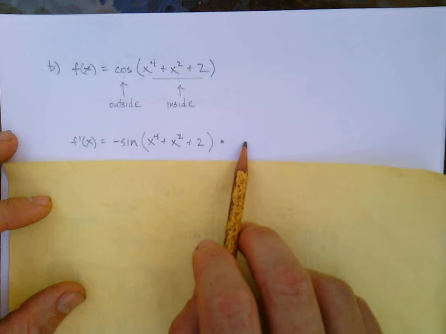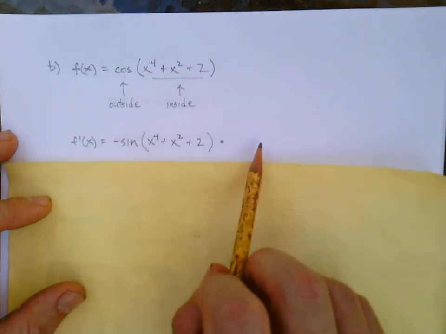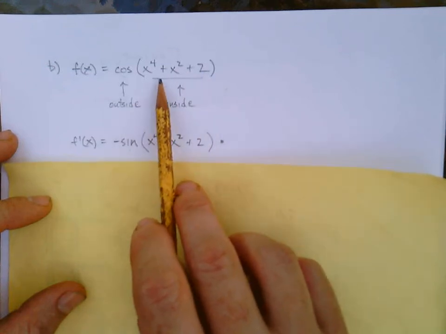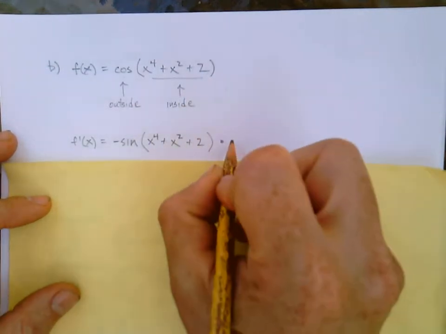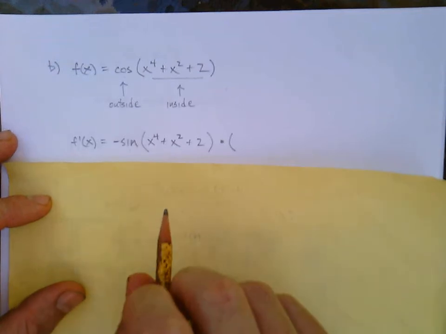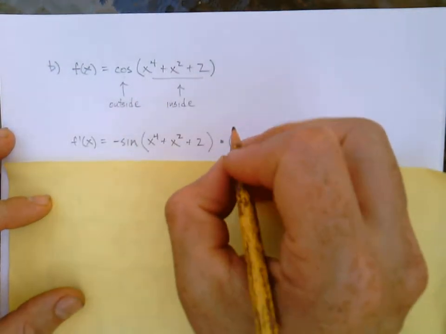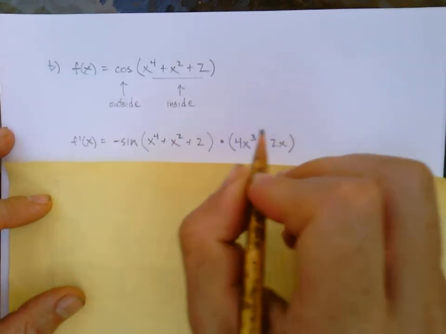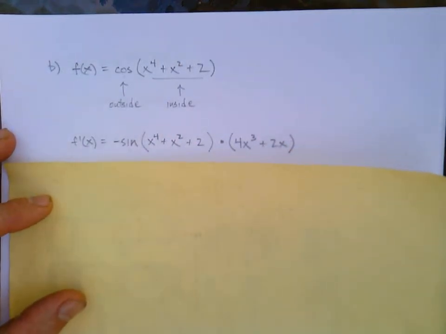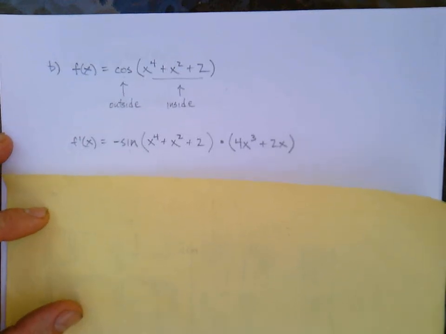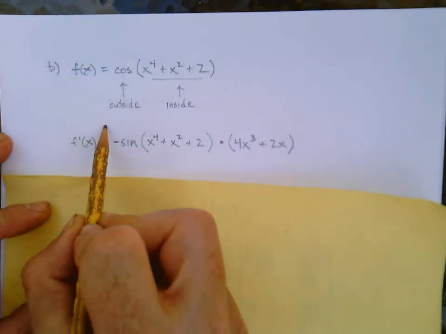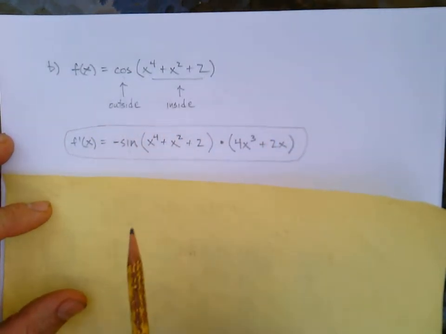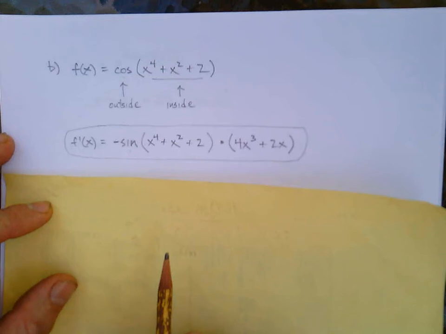Then we put our focus on the inside, and we take its derivative here multiplied. Now in this case, there's more than one term that's going to come out of this. So I need a set of parentheses because it's got to be a quantity. And my derivative 4x to the third plus 2x. And that will be multiplied on the end. Okay, there it is. Really not much to simplify there. I mean, what else could you do? Not a whole lot.